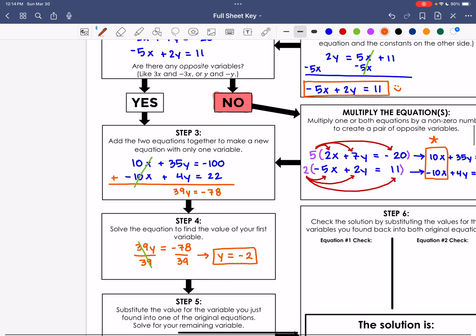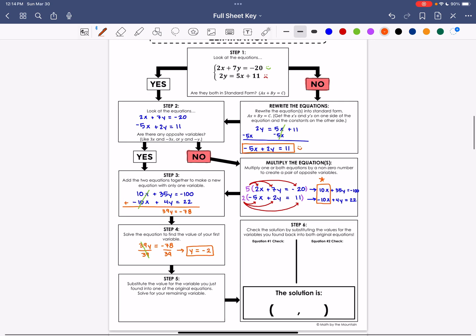There is a lot of potential for oopsies. We've done a lot of work here. We've rearranged, we've multiplied, we've had to add stuff together. There's plenty of room for oopsies, so that's why we'll check ourselves when we're done. But moving on to step 5 now, we're going to substitute the value of the variable we just found into one of the original equations and then solve for our remaining variable.